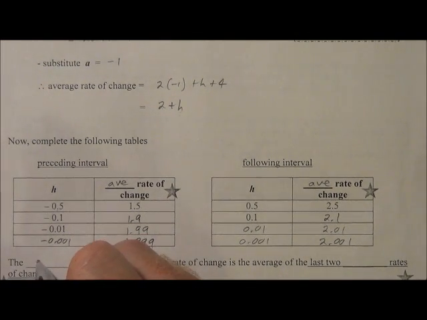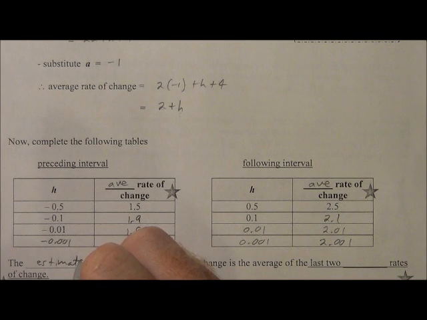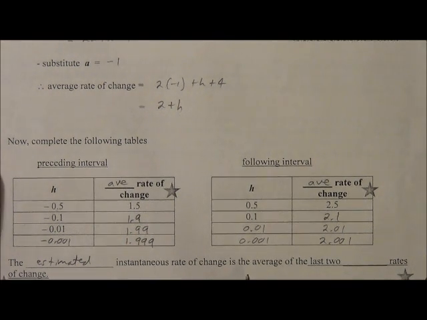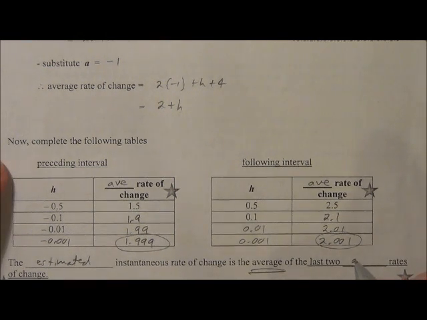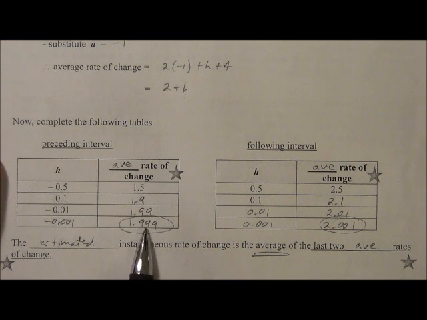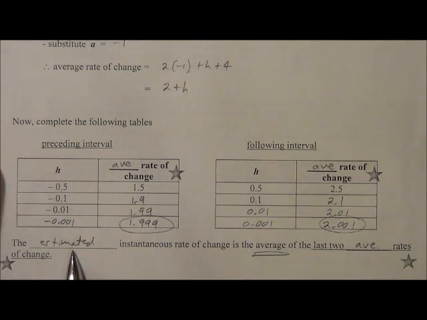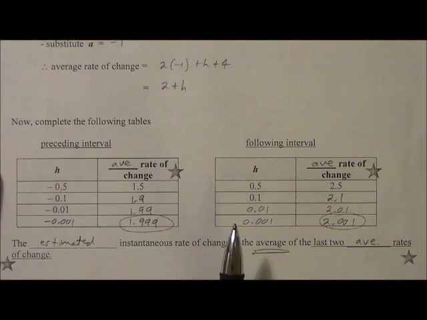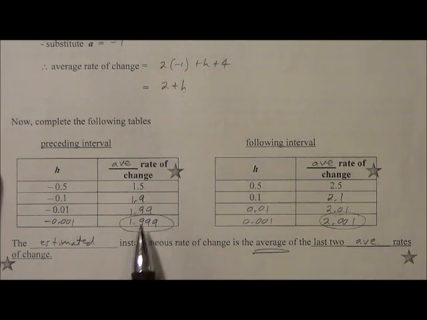So the estimated instantaneous rate of change is now the average of the last 2 average rates of change. Okay, so what we're going to do is take these last 2 average rates of change and average those 2, and that will then give us the estimated instantaneous rate of change. At this stage, it is not the estimated instantaneous rate of change just yet.